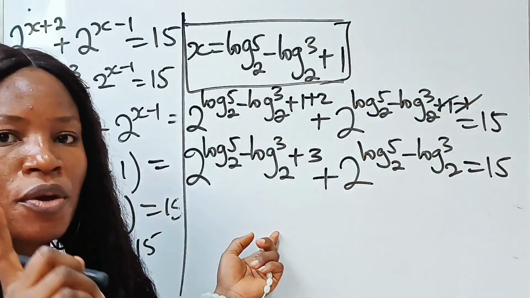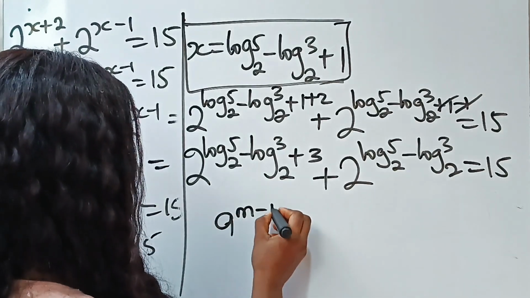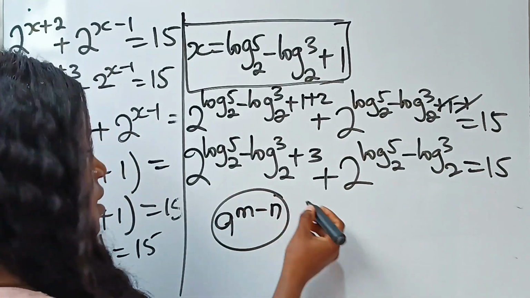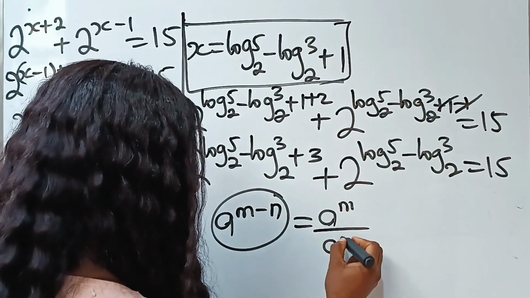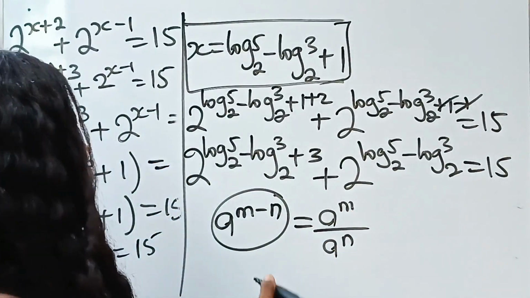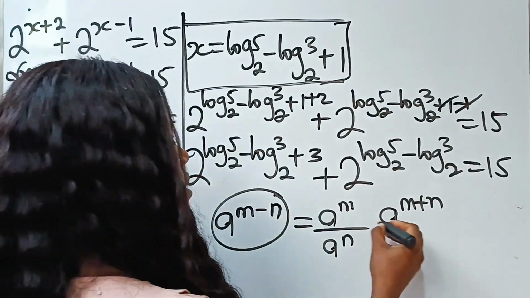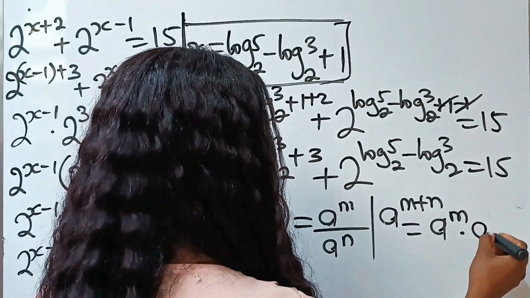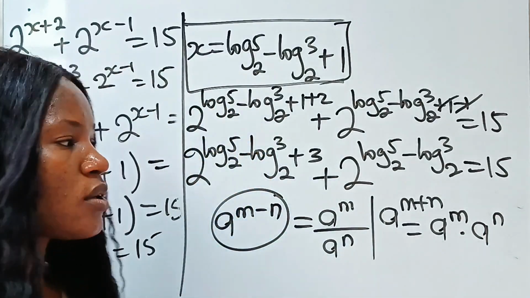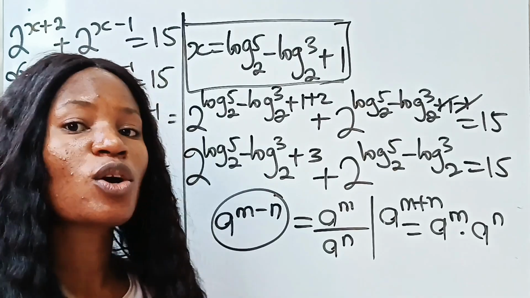Now I want us to recall something. When you have a to the power of m minus n, it is the same thing as a to the power of m divided by a to the power of n. When you have a to the power of m plus n, it is equal to a to the power of m multiplied by a to the power of n. So that is exactly what we are going to do here. So pay attention and see how that goes.